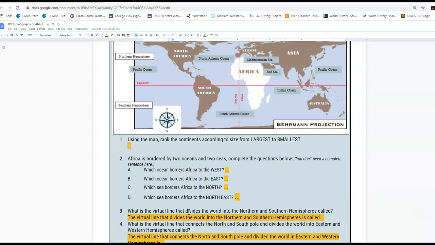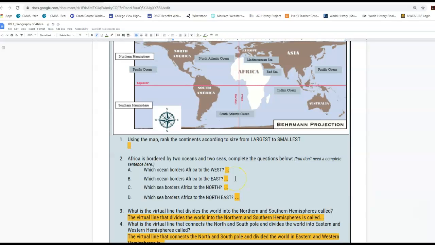So which ocean borders Africa to the west? So you're going to go to Africa, and we know the west is this direction because I've got my compass rose there. What ocean borders it to the west? We've got the North Atlantic and the South Atlantic. I know this whole area is the Atlantic Ocean, so you would type in here Atlantic Ocean.